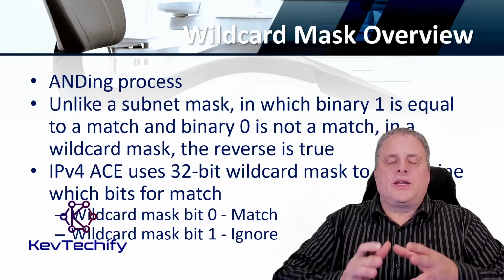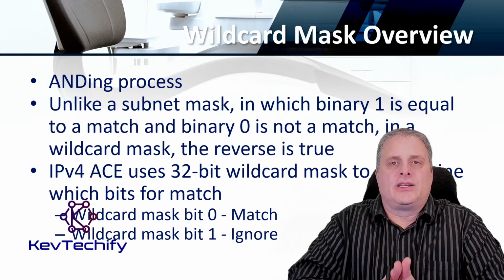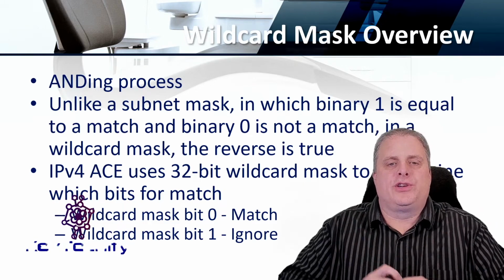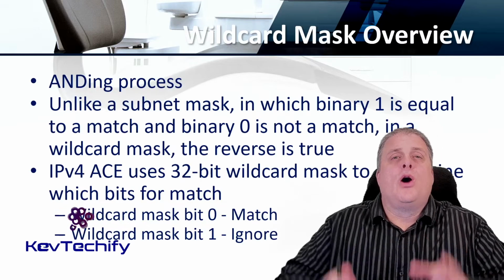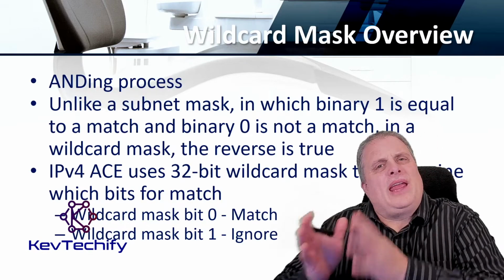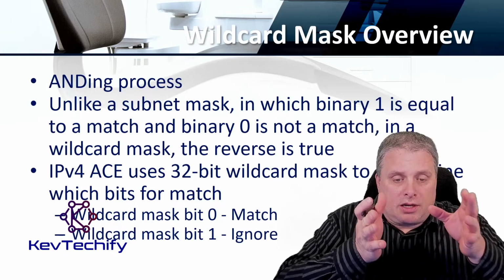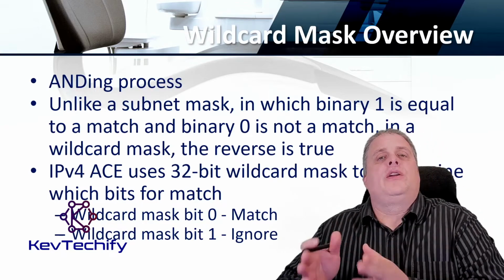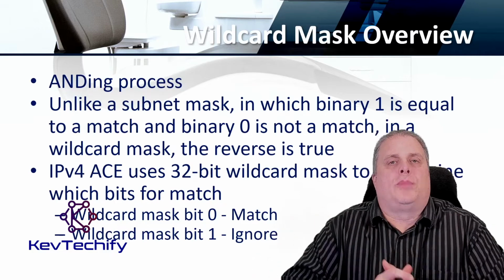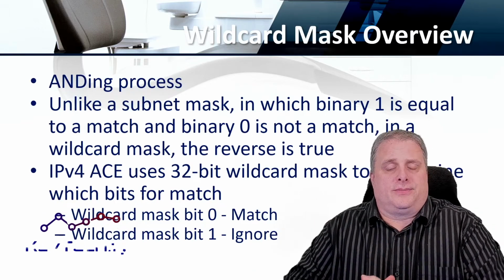The wildcard mask is used to tell us what parts of the IP version 4 address we want to pay attention to, and what parts of the IP address we don't care what that value is. So there's part of that IP address we want to compare and make sure it matches. There's part of that address we don't want to compare. We don't care what that value is.